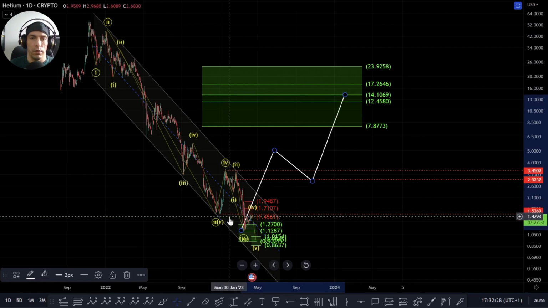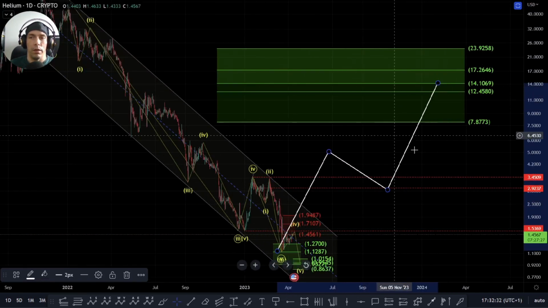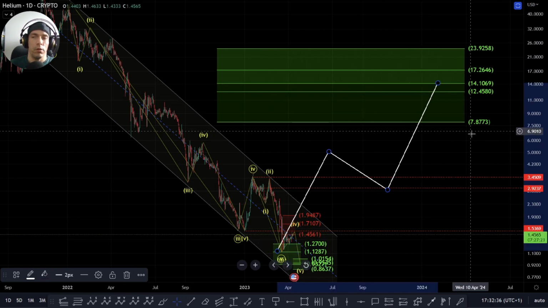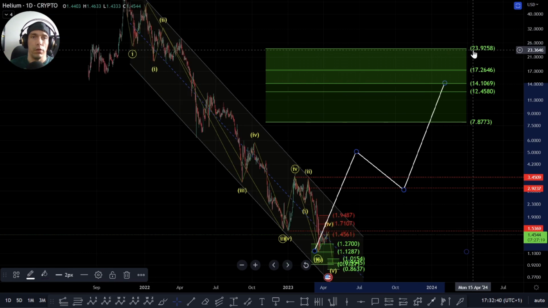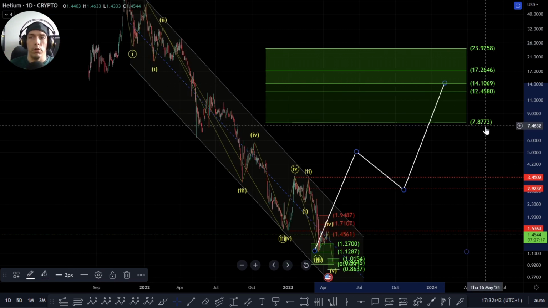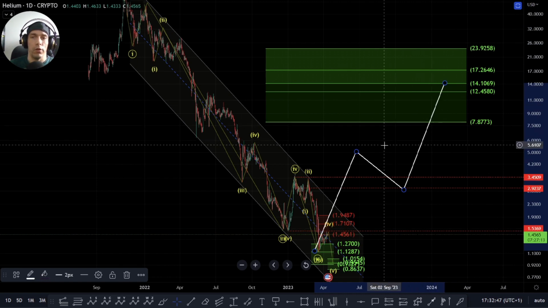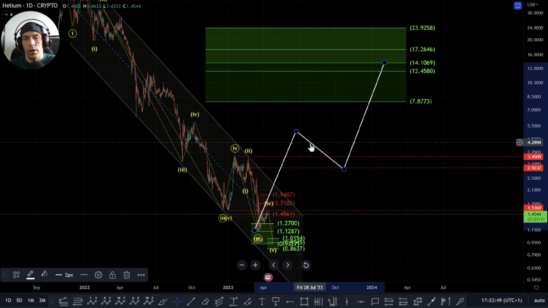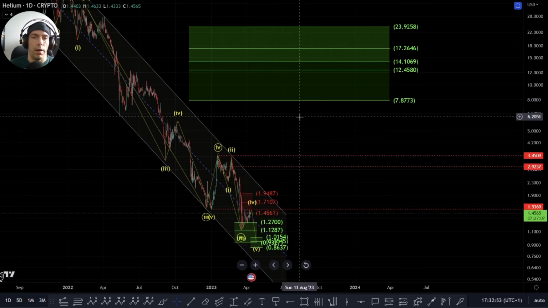If we are counting this as a five-wave structure, then this would imply that we are going to see a potentially bigger correction to the upside, which could be anywhere as high as this 23.92 to this $7.87 range, and then look for further rejection to the downside. If this is the case, that would be a substantially lower low here, depending on how high we come up.